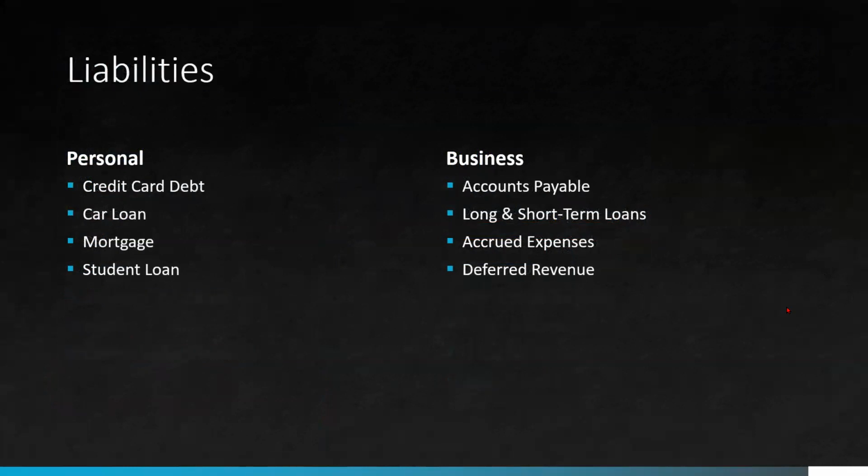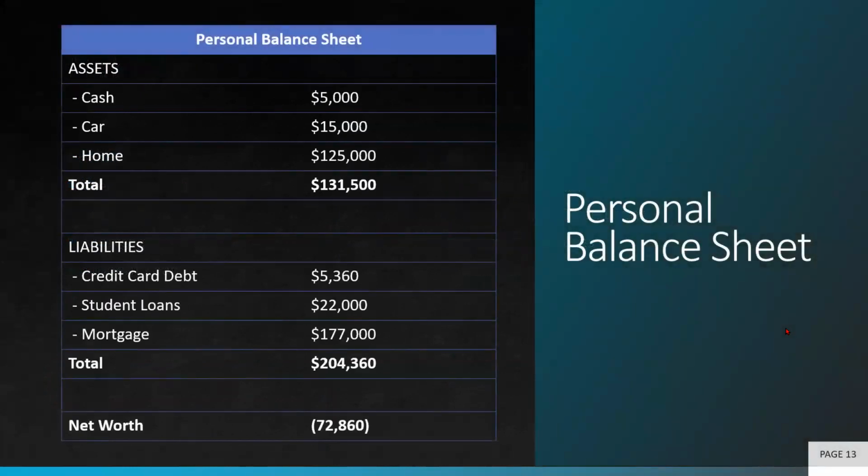And then you also have liabilities, right? Just like a business does. You have credit card debt, perhaps. Maybe you have a car loan, a mortgage, and a student loan. So you have assets and you'll have liabilities. So we're going to put this all together for you to come up with your personal balance sheet.